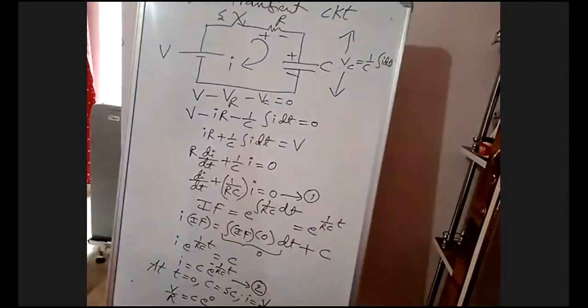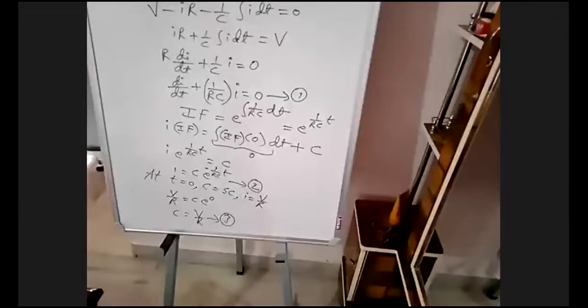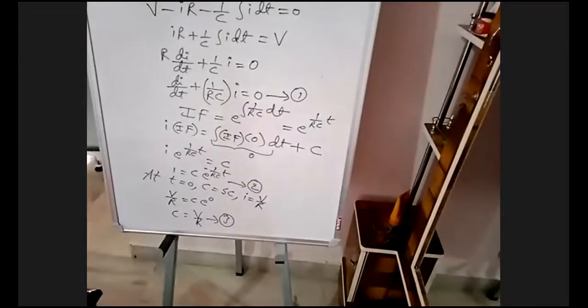Now we have determined the constant C. Substitute the initial condition. At t is equal to 0, your current is I equal to V by R. See, in the circuit, if you short circuit C, closed path is there. In the closed path, I is equal to V by R. Substitute this initial condition in equation 2. In place of I, substitute V by R. In place of t, substitute 0. We will get C value is V by R.